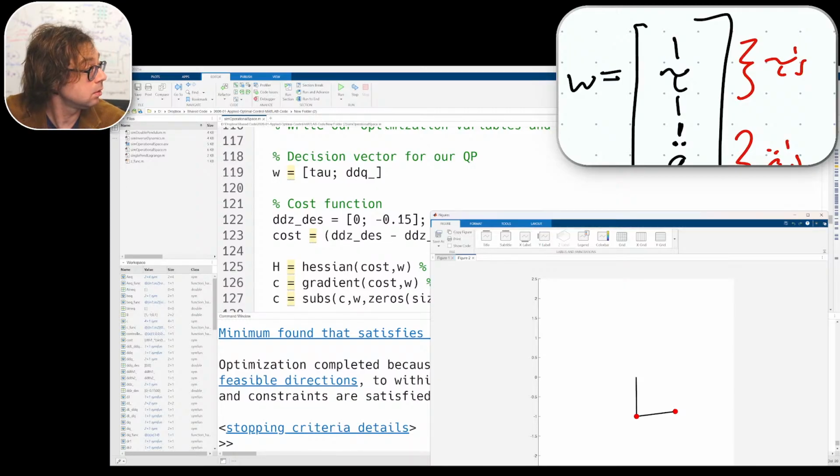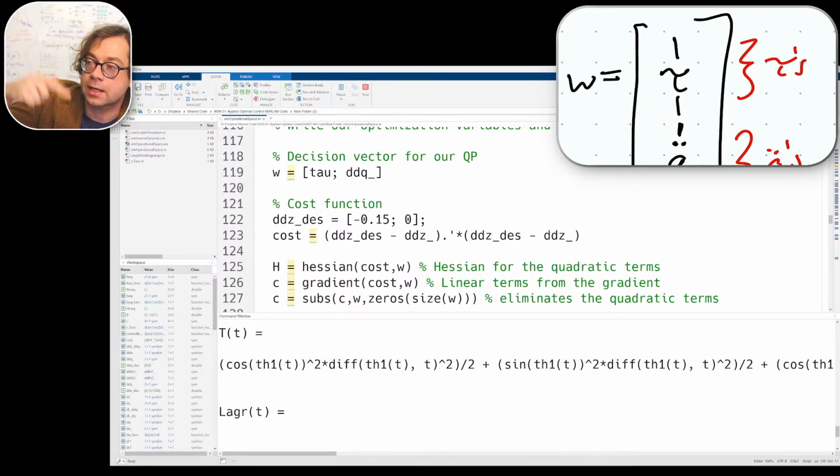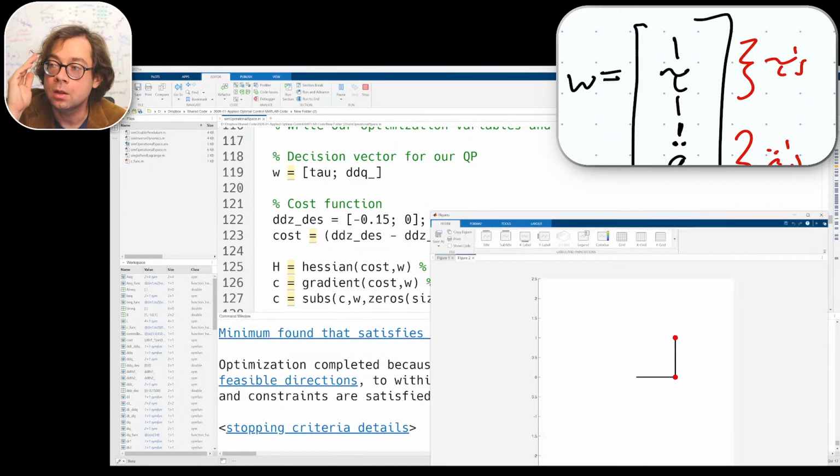You see that? Incredible. It's not moving in some weird direction. It's moving straight down. Let's maybe move directly to the left. Make it minus 0.15. This is the acceleration in the x direction to the left, right? Look how smart we are. Look at this. The end effector motion, right?